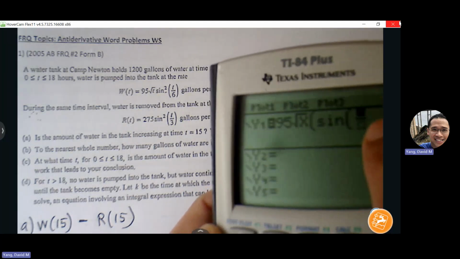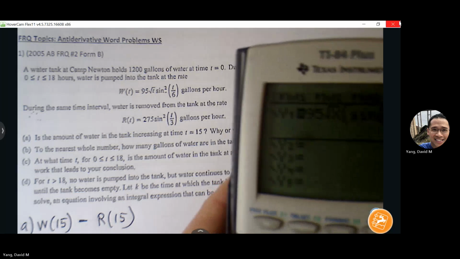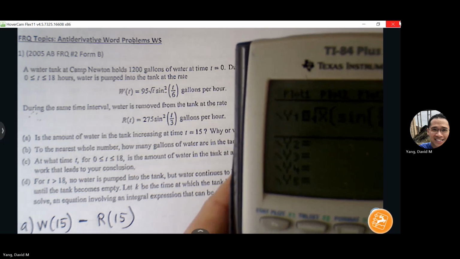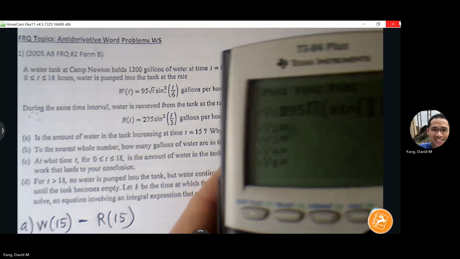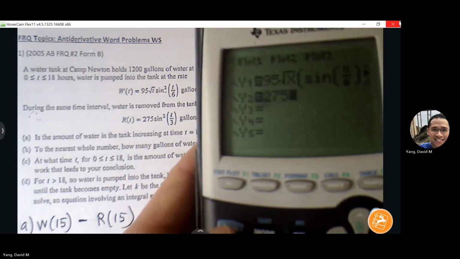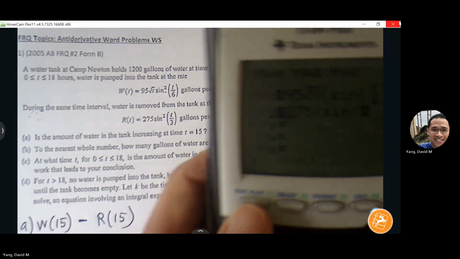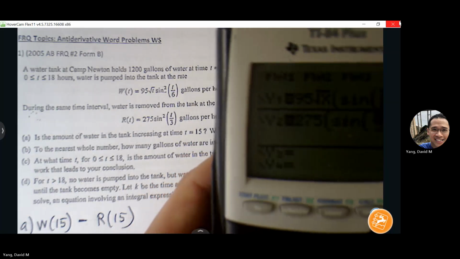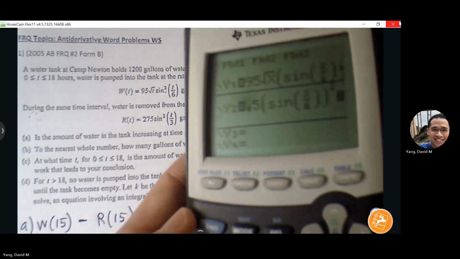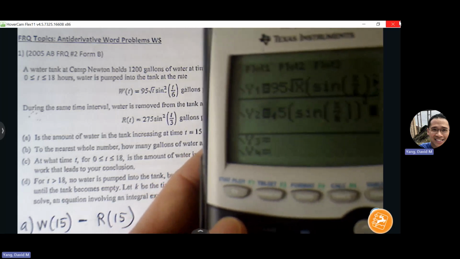If you want to do the math print for the fraction, you can do alpha y equals. Okay, so I have y1 and y2 inserted in, so I can just call these. I don't have to enter them again. I just call y1 and y2.